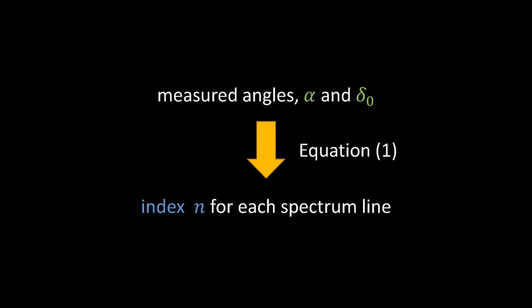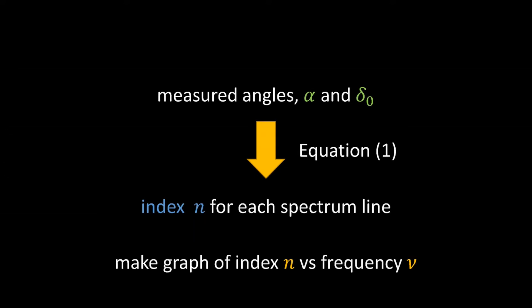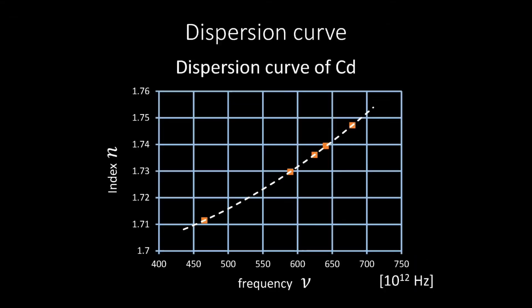Here is how to organize the measurement results. Substitute the measurement results into equation 1 to calculate the refractive index for each spectral line. After that, make a graph of the dispersion relation, with the frequency on the horizontal axis and the refractive index on the vertical axis. The graph of the dispersion relation should look like this.